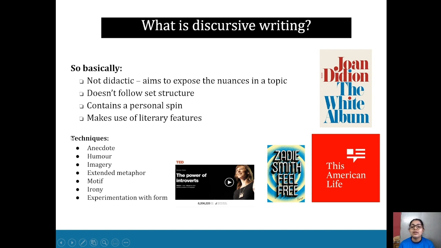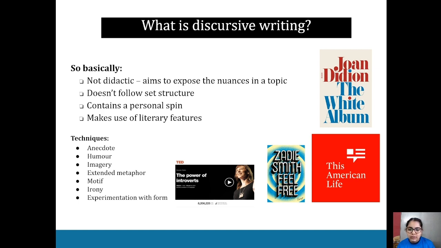The techniques that you can use here are anecdotes. It can be like a personal essay, with a sense of personal influence. There can be humor, imagery, extended metaphors, motif, irony, experimentation with form. Now remember, form is the structure here, if it's a discursive or imaginative form. With form, we look at the macro, which is the genre and structure, but also microform, where you may look at characterization or different techniques that have been used to mess with the form, like fragmentation, where the text is being fragmented.